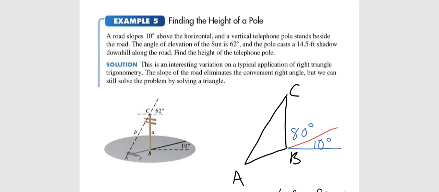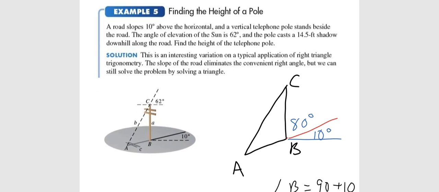Say what? I mean, it's not really that bad, but first it kind of sounds weird. The road slopes 10 degrees above the horizontal. So we already have a 10-degree slope to the road. Then we've got this telephone pole. Now, when they install telephone poles, do they go straight up or do they go perpendicular to the road surface? They go straight up, folks.